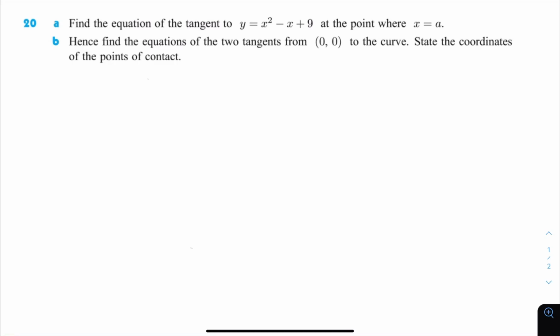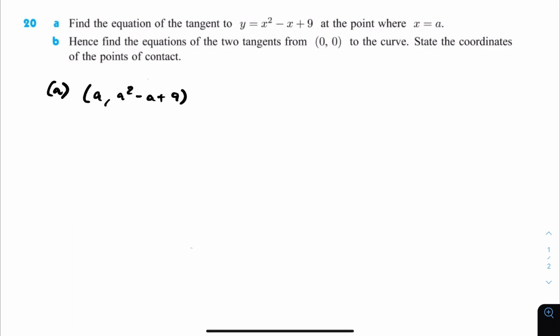Okay, so we're asked to find the equation of the tangent to y equals x squared minus x plus 9 at the point where x equals a. Since we've been given x equals a and not a constant that we know, we're going to have to do this in general terms. So when x equals a, let's find the y coordinate. It's easy: substitute for x, so we get the coordinate (a, a squared minus a plus 9).